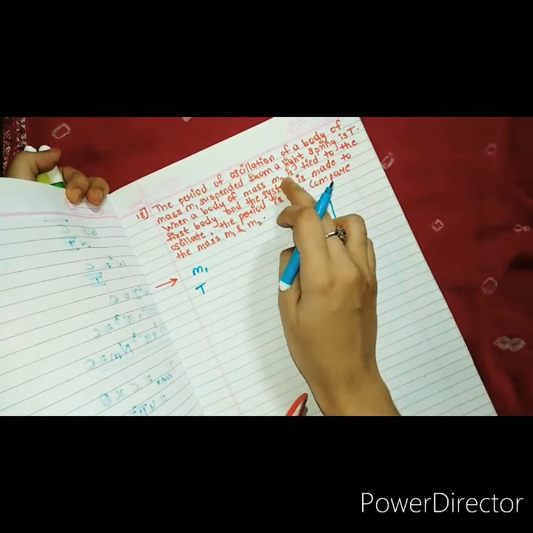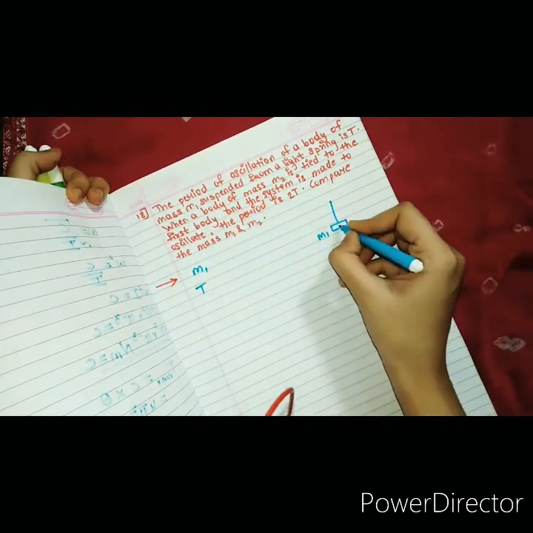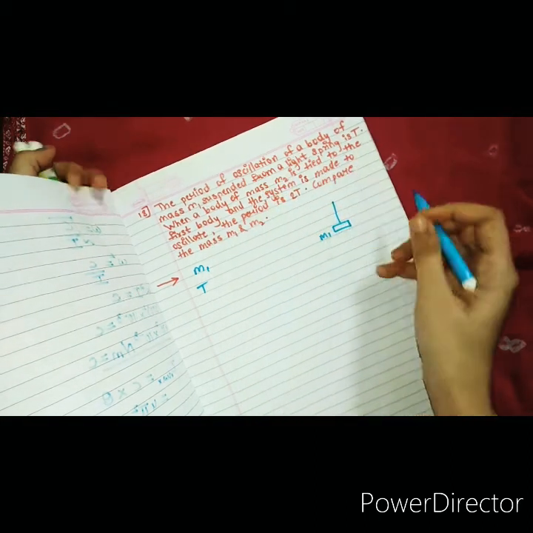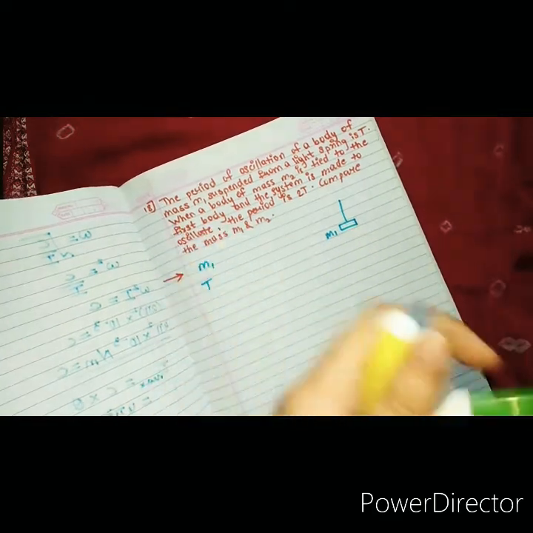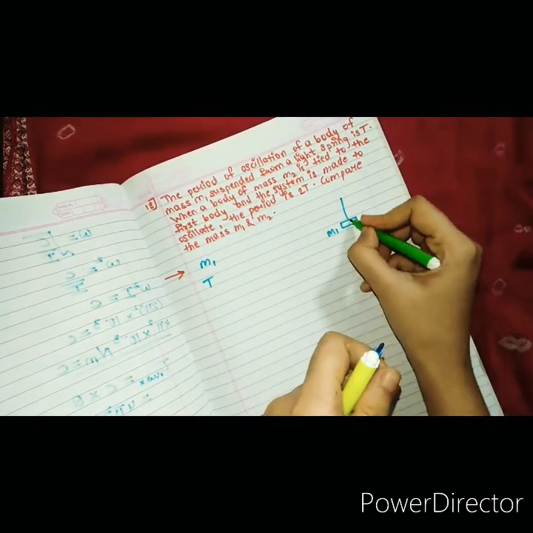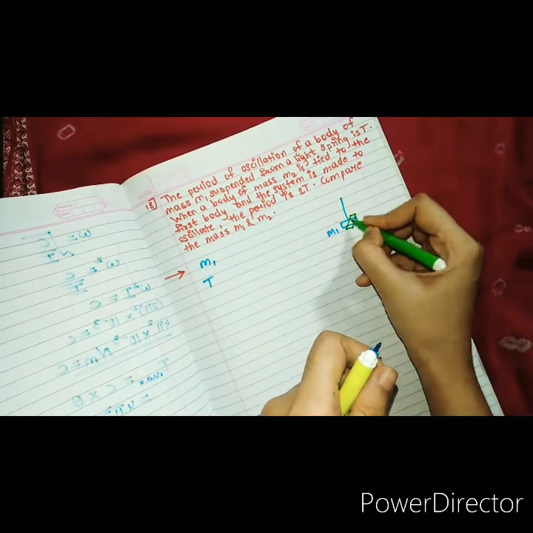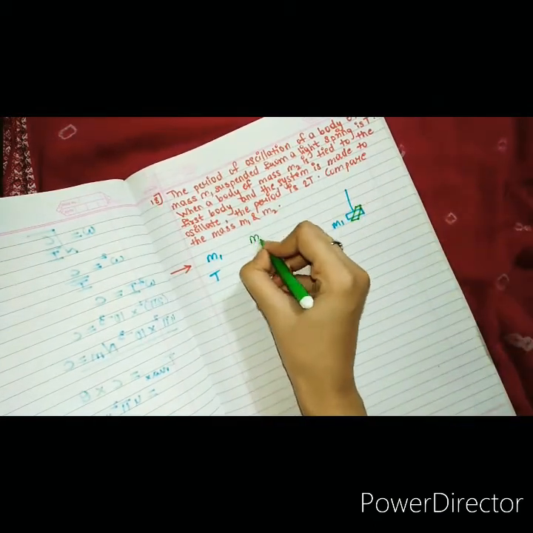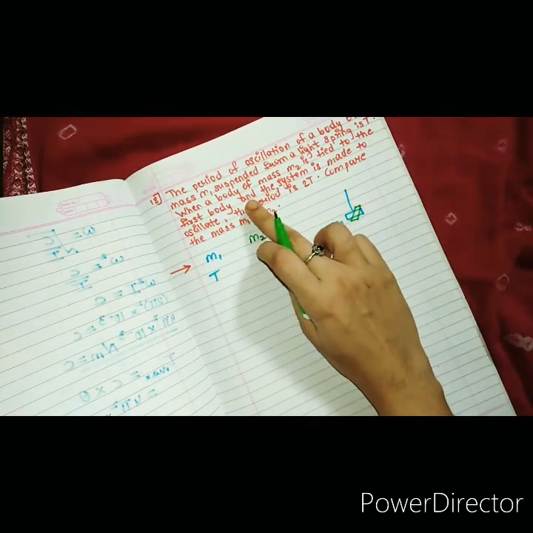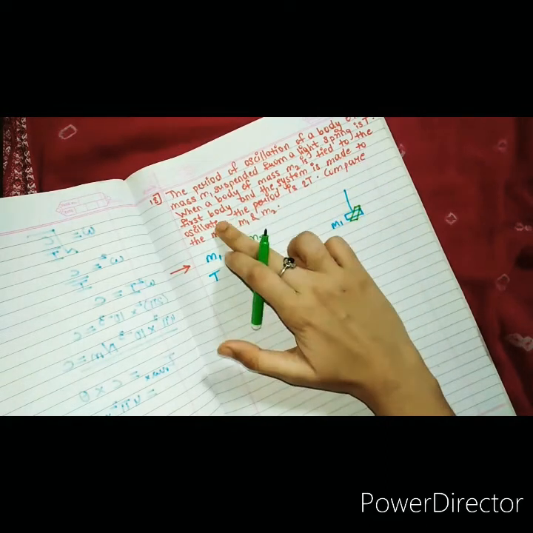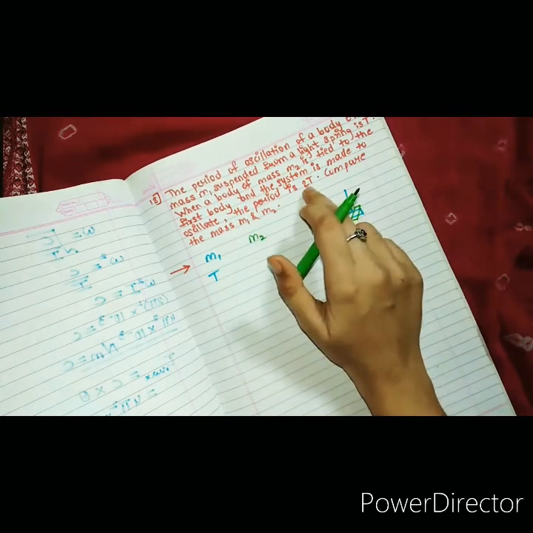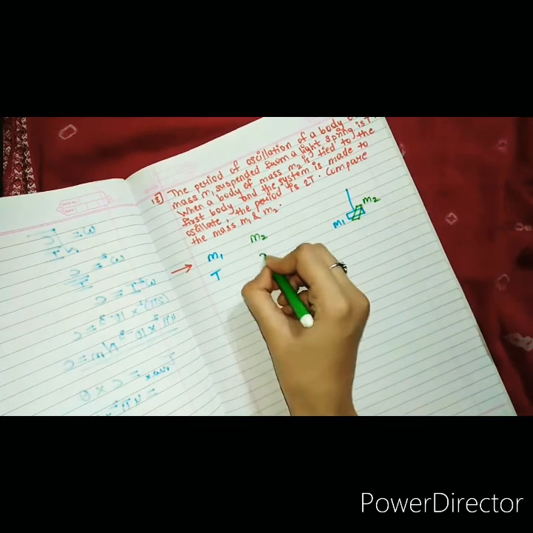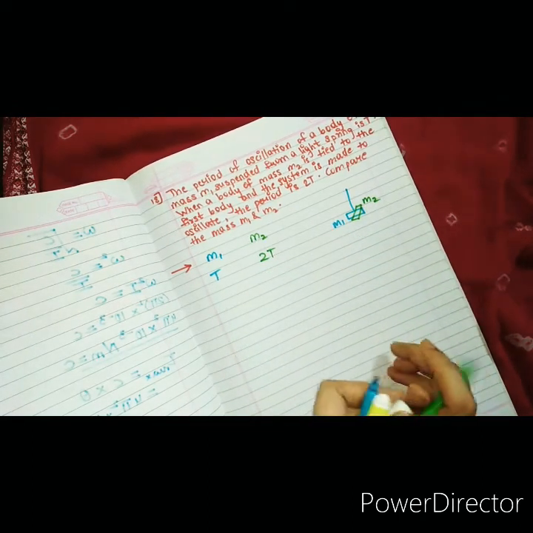After that, when a body of mass m2 is tied to the first body, now to this first body, suppose a body of mass m2 is tied to the body here. So, and the system is made to oscillate, the period is 2t. When we have two bodies with us, then the time period is 2t.